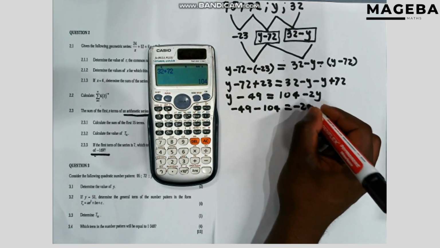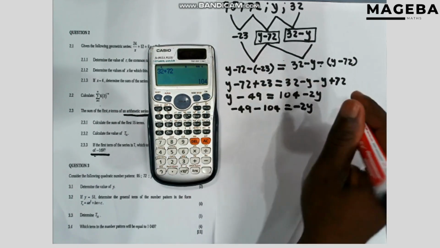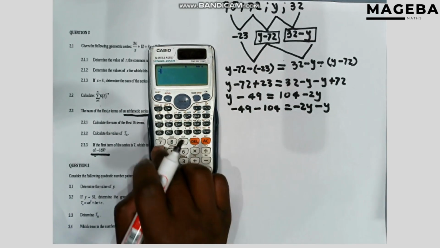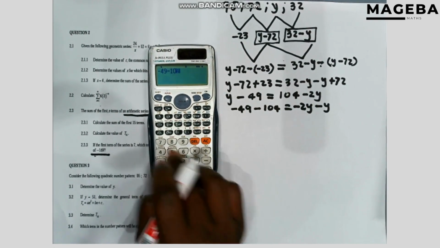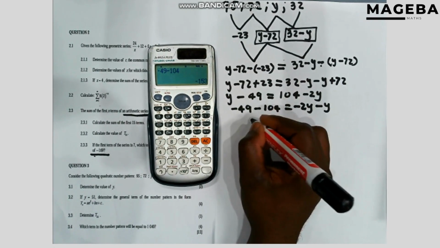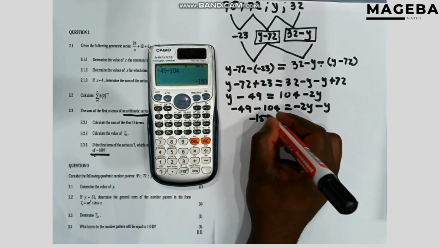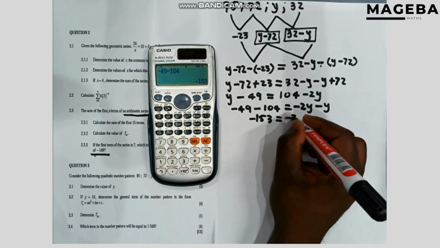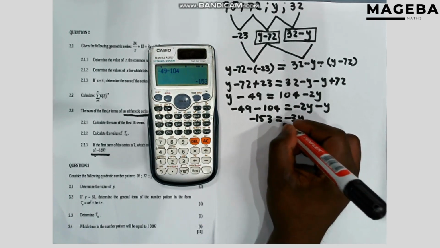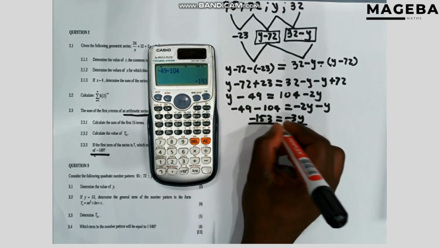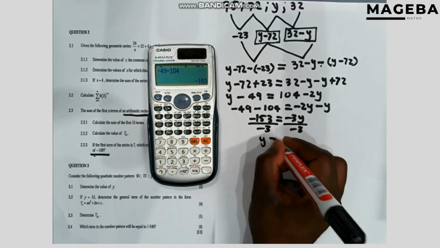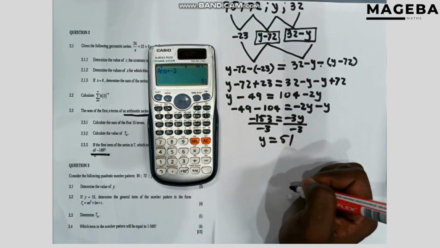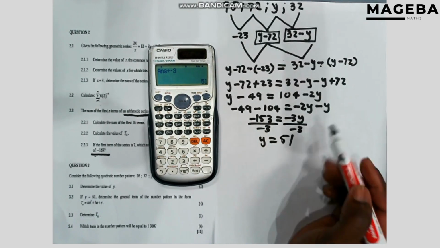We're left with negative 2. Take the y to the other side and it changes sign, so it's negative y. So negative 49 minus 104 is negative 153, equals negative 2 minus 1, just negative 3y. We're looking for y, so we divide by negative 3, and our y is equal to 51.